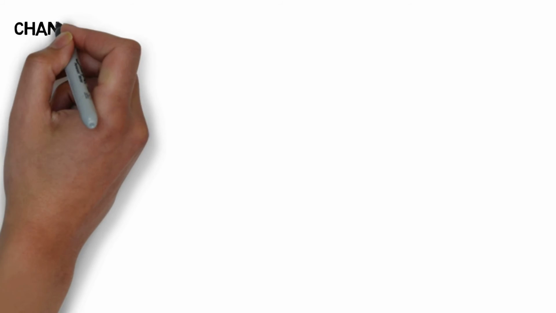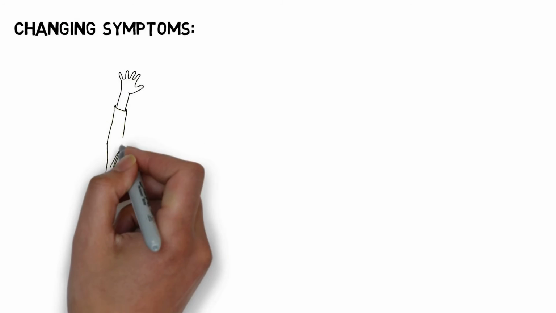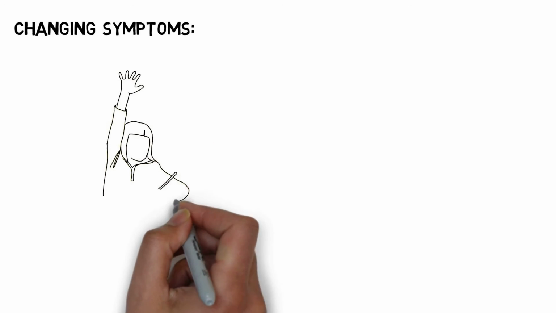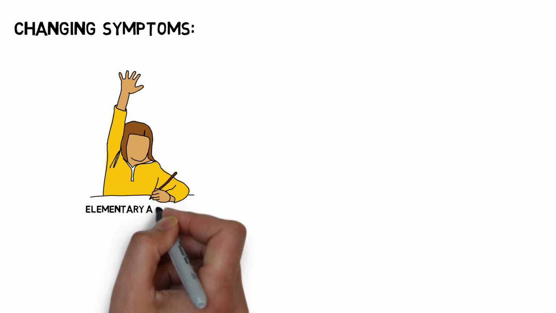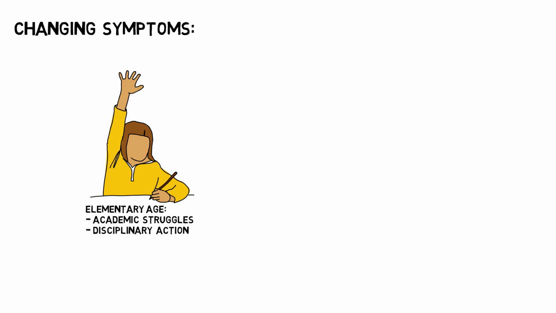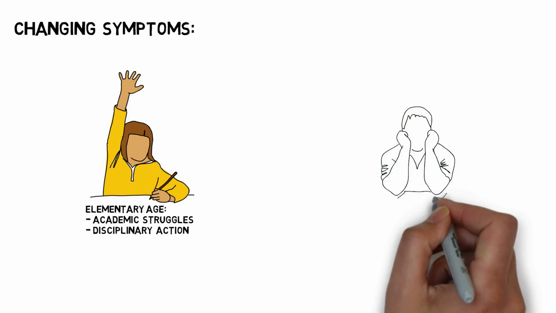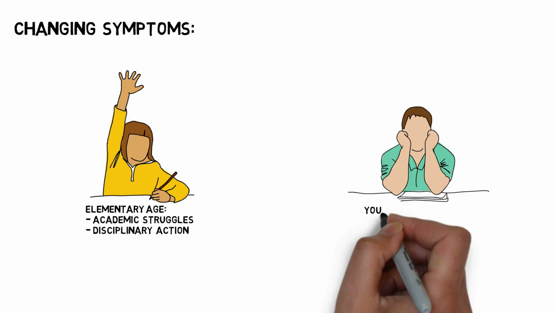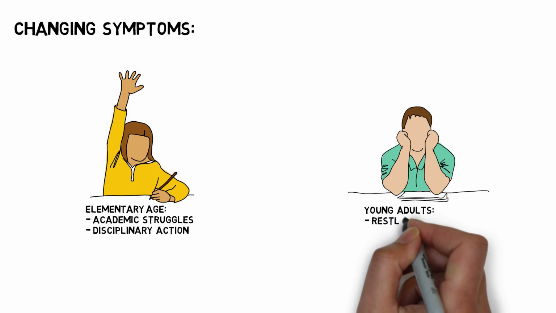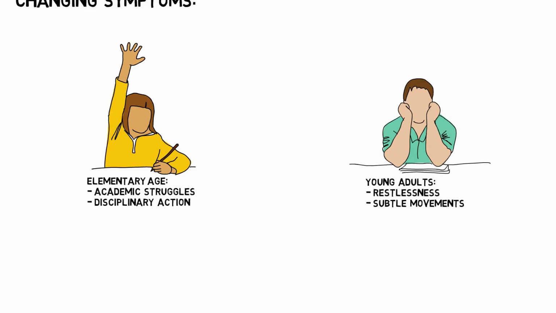As ADHD patients grow up, their behavior can change as the disorder continues to present itself in different ways. For example, most young children struggle with hyperactivity, and by elementary age, this can cause academic struggles or bring disciplinary action. But as they grow into young adults, the hyperactivity shows less in a physical manner and begins to appear as feelings of restlessness or small, subtle movements like fidgeting or finger tapping.